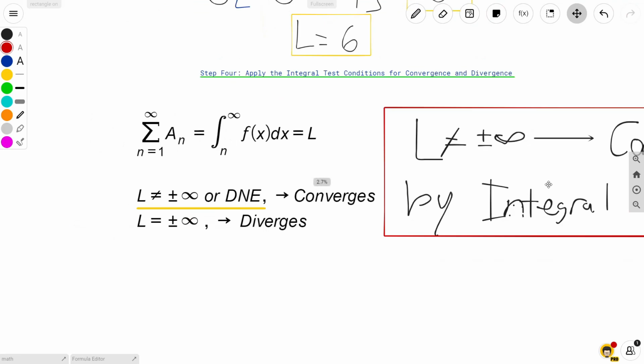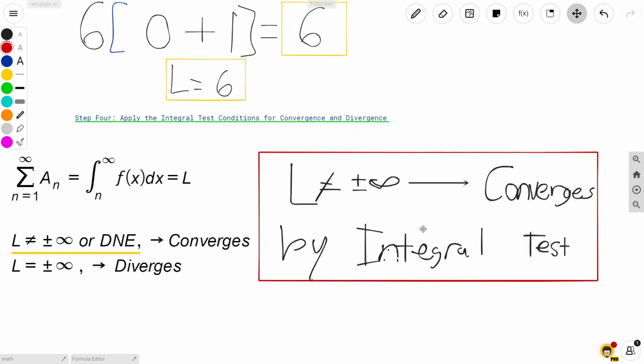Then from there, step 4, we applied the integral test conditions for convergence and divergence, and we found out that L does not equal plus or minus infinity, so it converges by the integral test. And that's how you apply the integral test. I think the hardest part is just applying the first 3 conditions. After that, I think it's pretty straightforward.